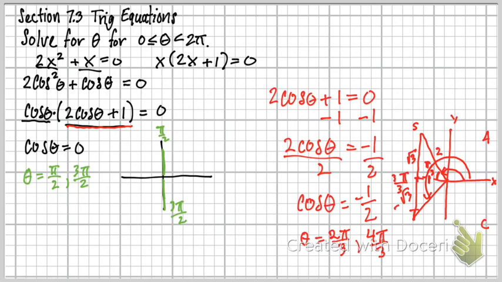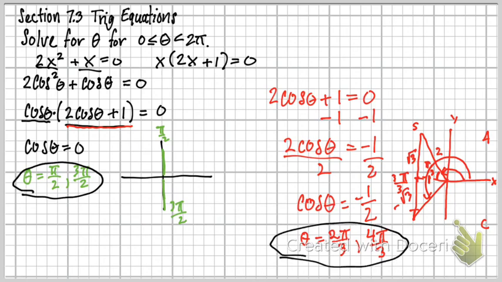So there's our answer. Now when we look at this all together, we have these two answers from our first part and these two answers from our second part. Again, remember the directions said from 0 to 2 pi. So that's essentially going to be all of our answers.